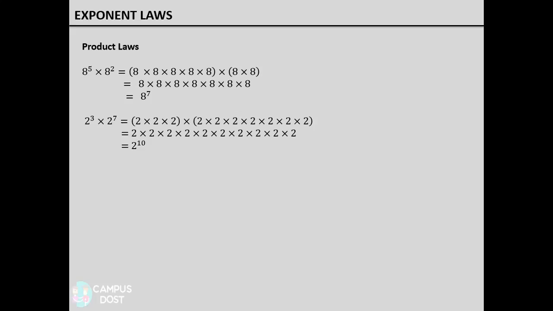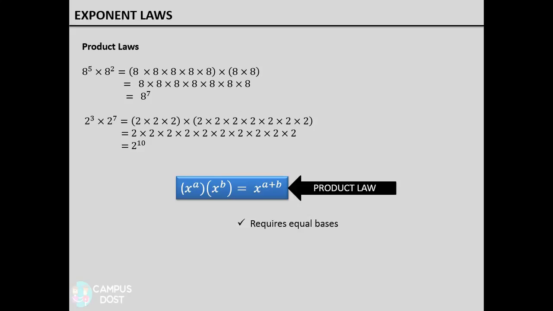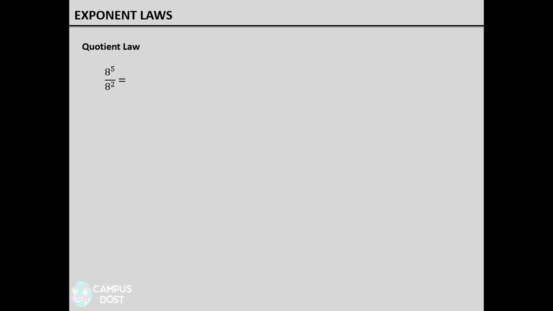We can generalize this result as follows. To find the product x to the power a times x to the power b, we keep the base the same and simply add the exponents, a plus b. Please note that if we want to apply the product law, the two bases must be the same. Okay, the next law is called the quotient law.